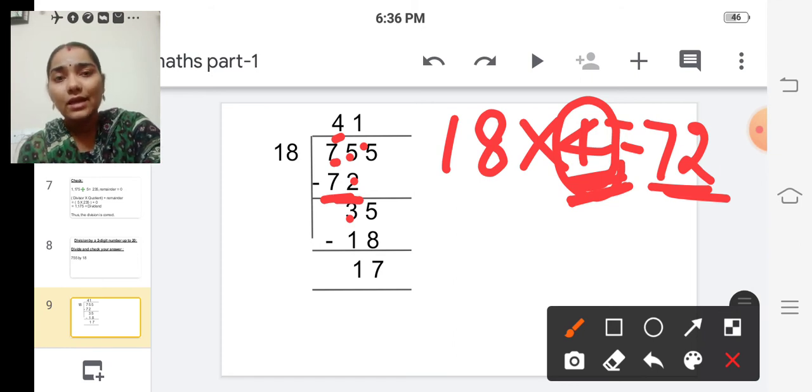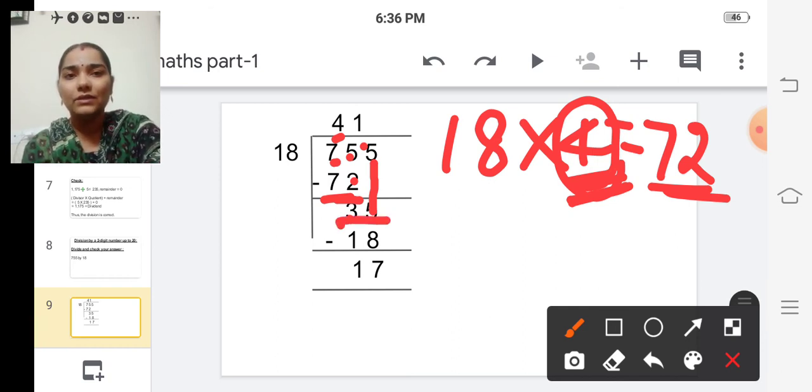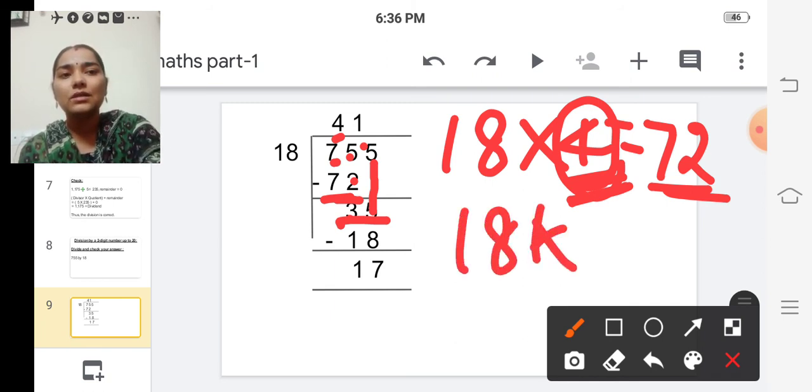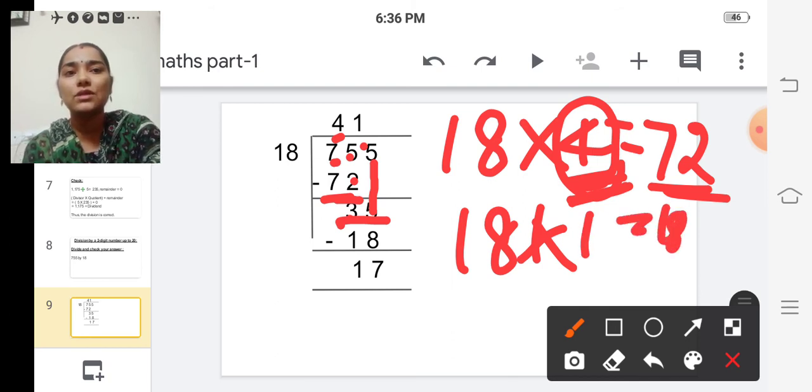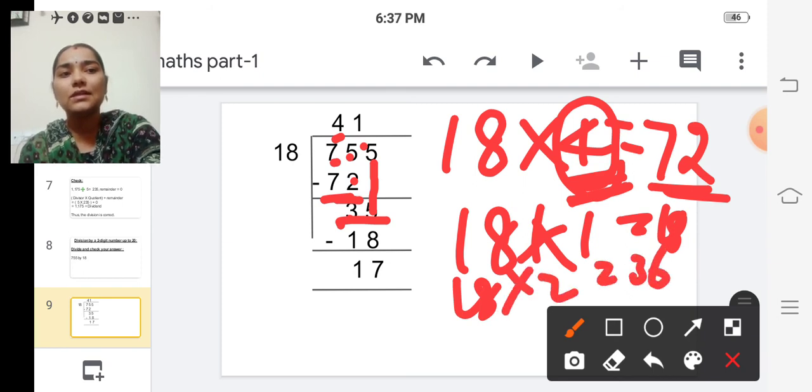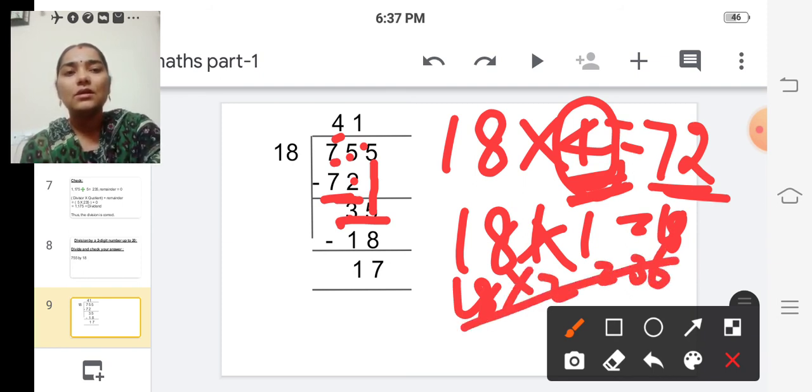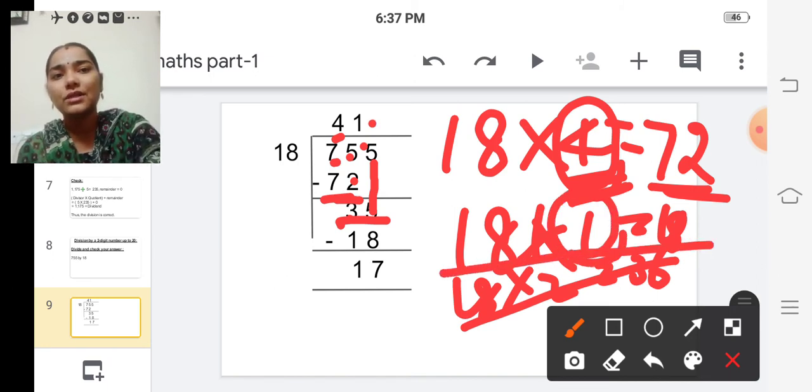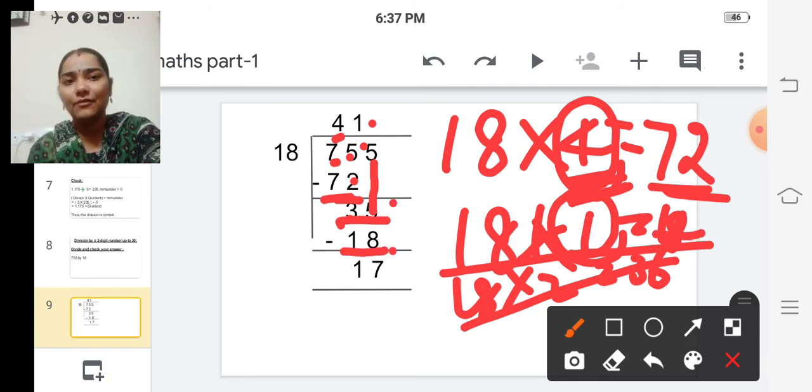In the next step, we bring down the 5 ones to here, so that the number becomes 35. 18 ones are 18, and 18 twos are 36, so we cannot take this one. We take 18 ones, 18, so we write this 1 in the quotient and 18 here, and we are going to subtract 18 from 35.